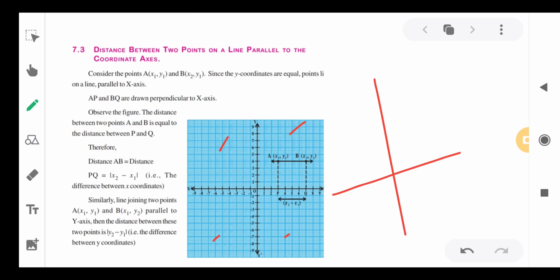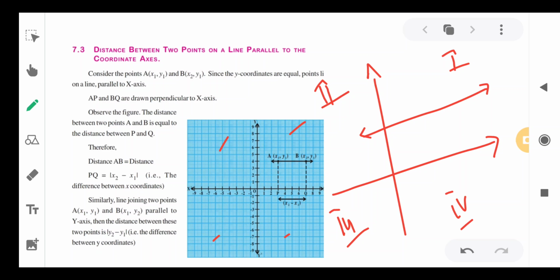We have seen this: first quadrant, second, third, and fourth. Now for any line parallel, this is the x-axis and this is the y-axis. Suppose I take a line parallel to the x-axis, and suppose a point is here. What is the distance between these two? We have to find out. This is A, this is B. Say I call this x1, y1, and this x2, y2, right? Because it is parallel.